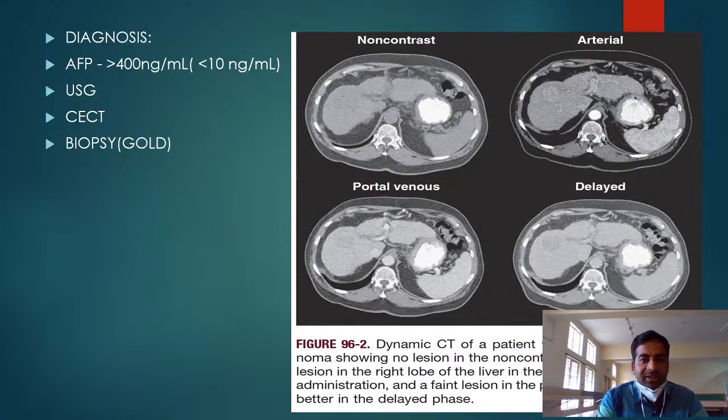Okay. Diagnosis: alpha fetoprotein greater than 400 nanograms per ml. Normally it is less than 10. So this is the diagnosis of choice. USG abdomen and pelvis will show a lesion, and you can also go for dynamic CT. In dynamic CT, in the non-contrast phase you see there is no enhancing lesion. It mainly develops in the arterial phase. In the arterial phase, the enhancing lesion develops, and in the portal venous phase the arterial enhancement is reduced and a faint lesion is seen, and it is better seen again in the delayed phase. Biopsy is always the gold standard test.